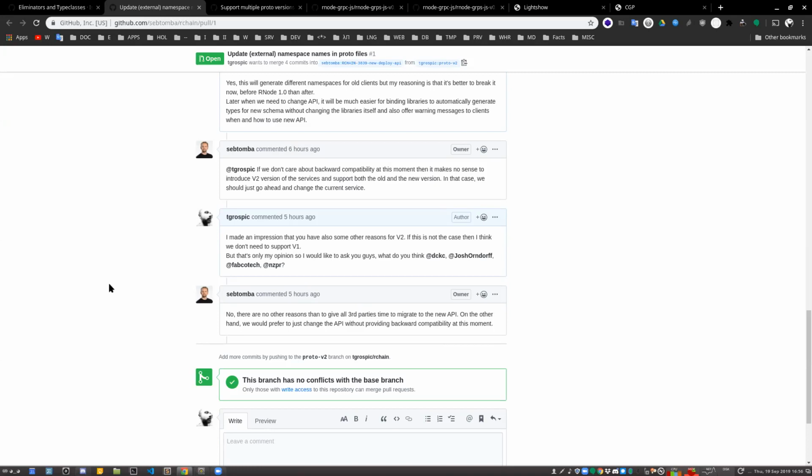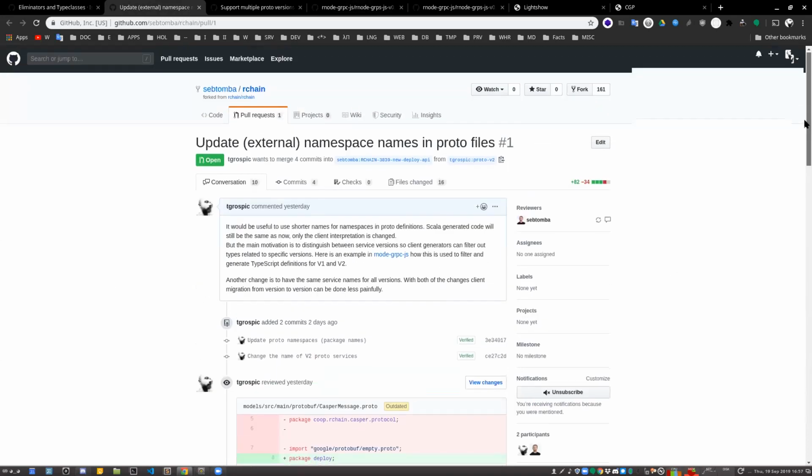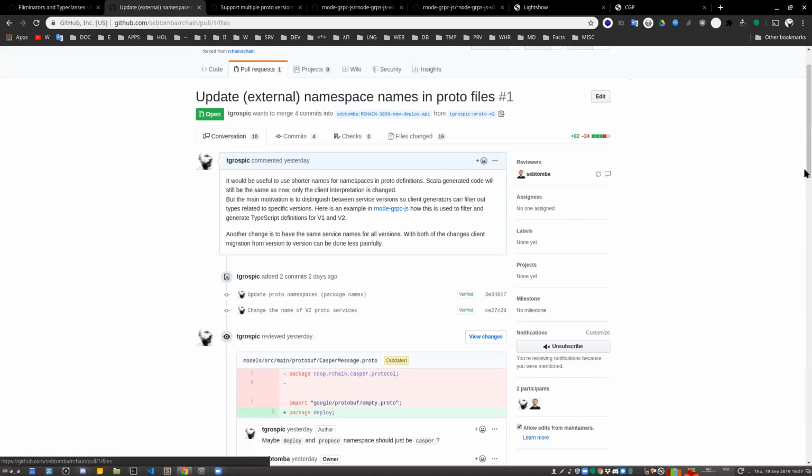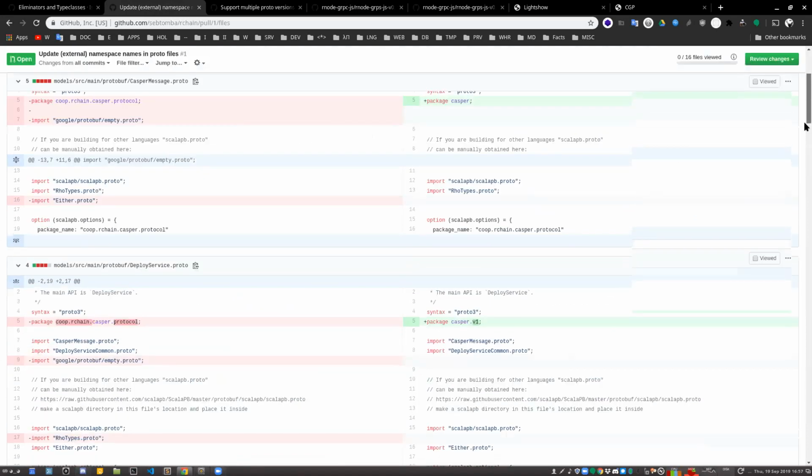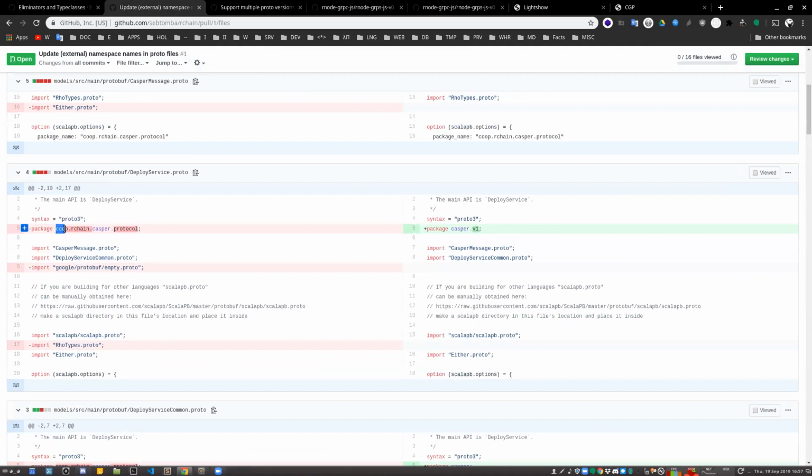Sorry, I feel there is some confusion. I understood that introducing namespaces, which is proposed by Tomislav, breaks the API. And this is the thing that he wants to do, and he is asking if it's okay to break the API. Yeah, because now we have these long namespaces which are used in Scala. You see the whole domain and everything. And I was just thinking we can define just Casper and that's it.